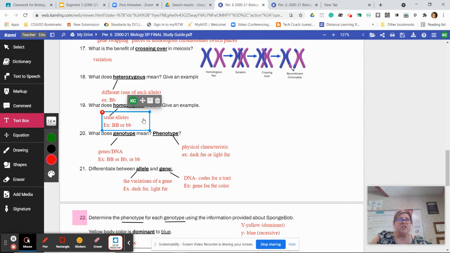Homozygous means the genotype has both of the same alleles. So an example would be homozygous dominant or homozygous recessive. Heterozygous is different. You have one of each, so you have one dominant and one recessive.